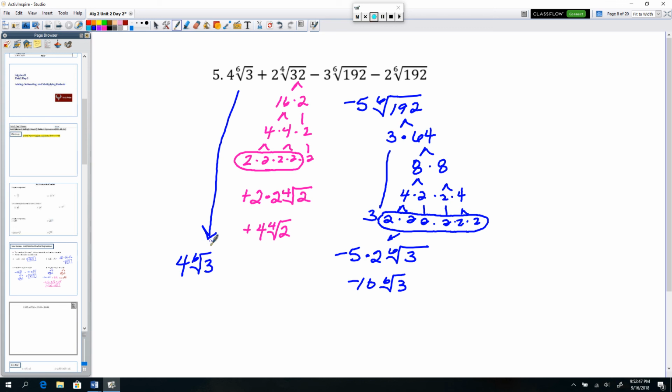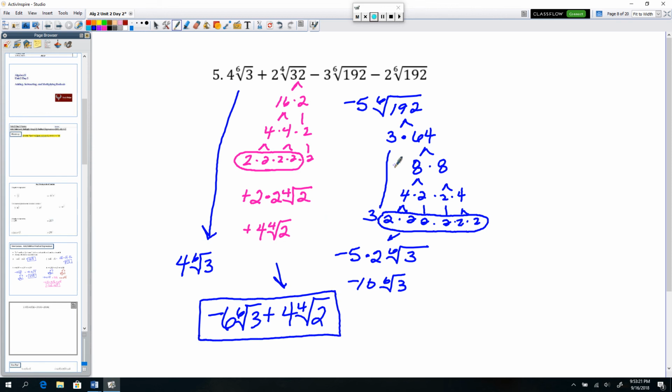Now, the blue things have the exact same index and the exact same radicand, so those can be combined. But the 4th root of 2 doesn't have any friends. It doesn't have any other things that have this same index and this same radicand, so that's going to stay the same. So 4 of these things minus 10 of these things is negative 6 6th roots of 3, and then we just bring this straight down, plus 4 times the 4th root of 2. So that is your simplified version of this problem.